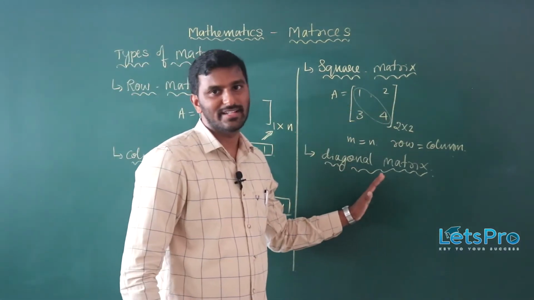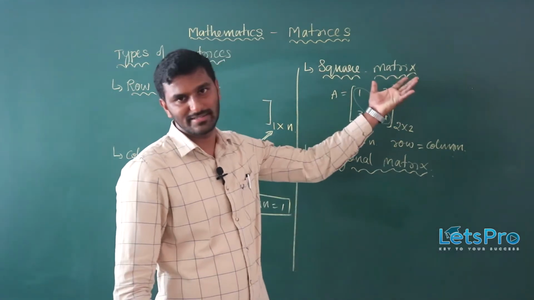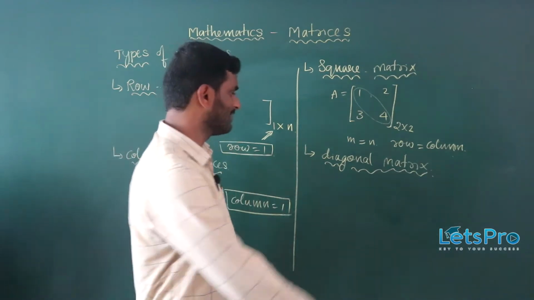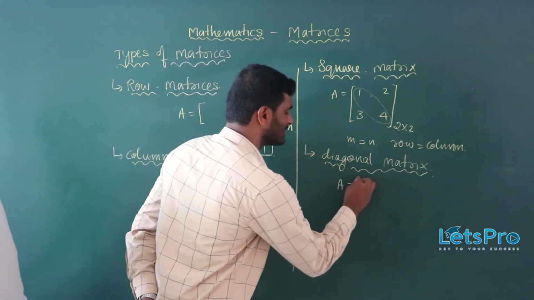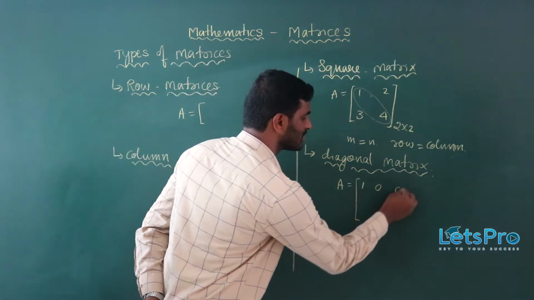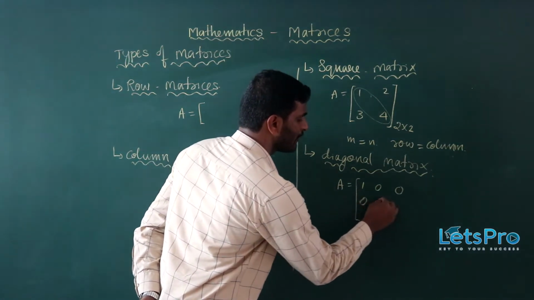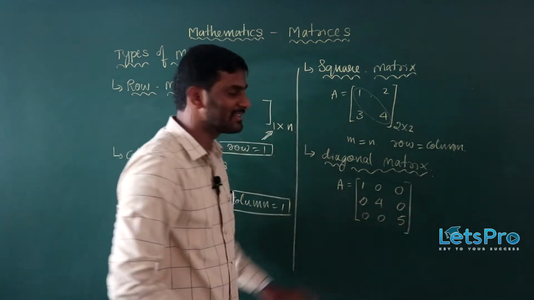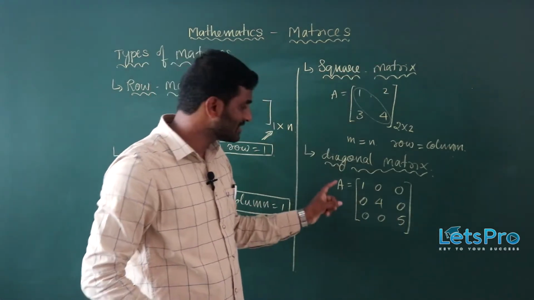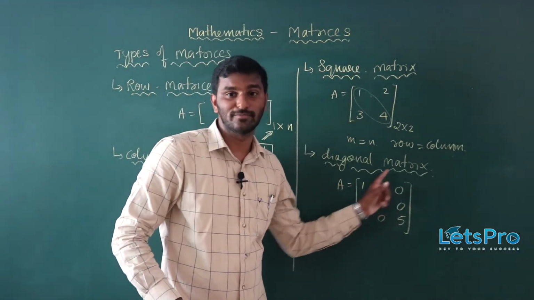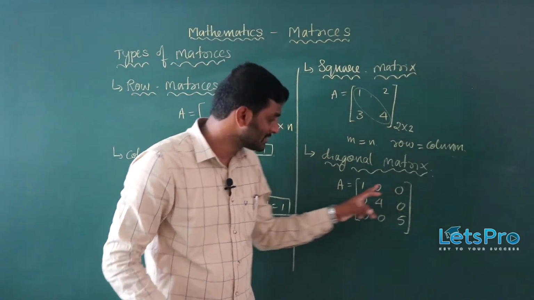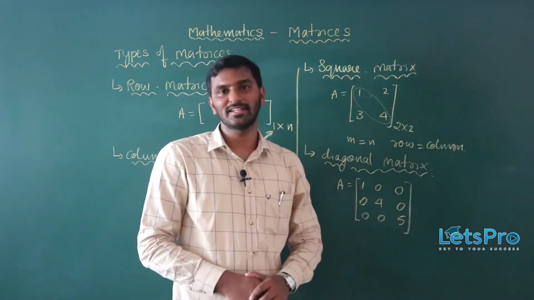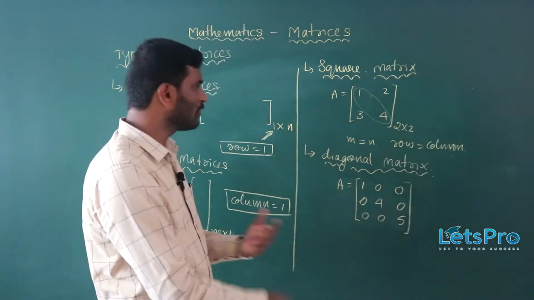What is a diagonal matrix? A diagonal matrix is a square matrix. Let me define it: a diagonal matrix is a square matrix in which, for example, A is equal to 1 0 0, 0 4 0, 0 0 5. A diagonal matrix is a square matrix in which the non-diagonal elements are 0. Except for the diagonal elements, the remaining elements are 0. Main definition. We'll move on to the next one.